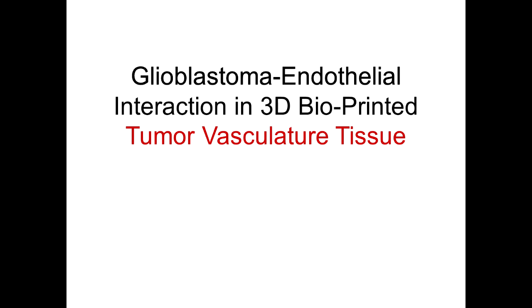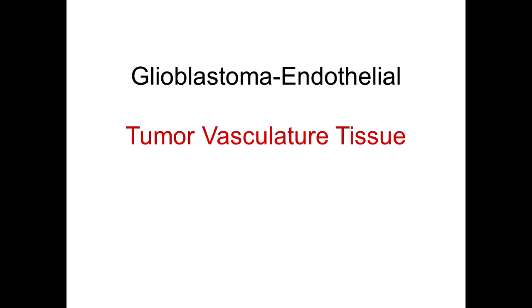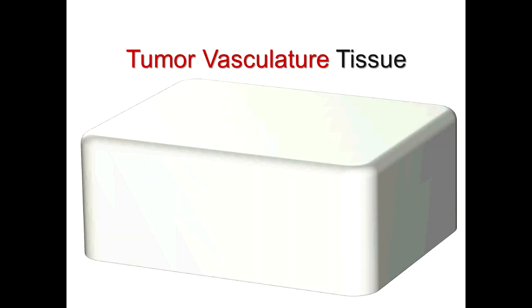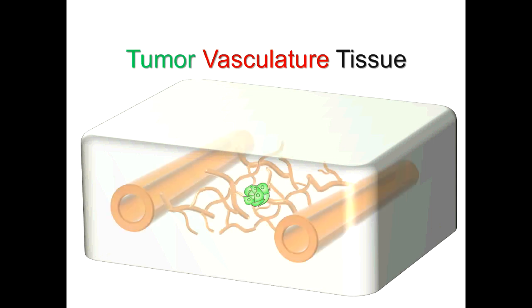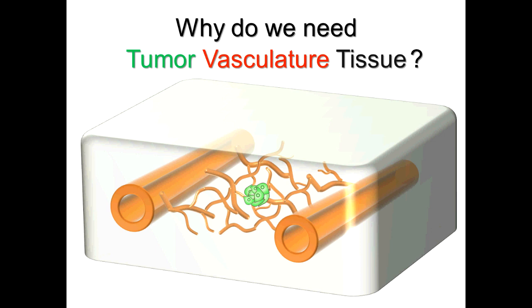Now we have just one more line from the title. Tumor vascular tissue. Tumor means GBM, vascular is the same as endothelial. So tumor vascular tissue means a body tissue with GBM tumor and blood vessels. Then why do we need tumor vascular tissue?